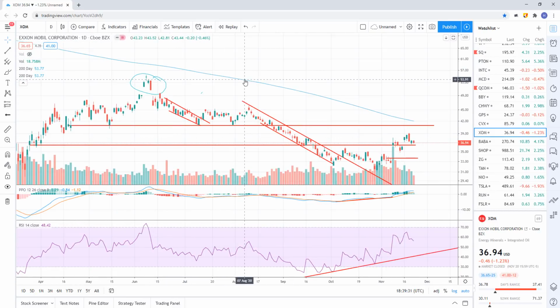Let me erase this 200-day. Well, we can leave that up. You can see the 200 day coming into that price resistance right around 41. So a move up to 41, very high probability we get a reaction and a sell-off right around there.